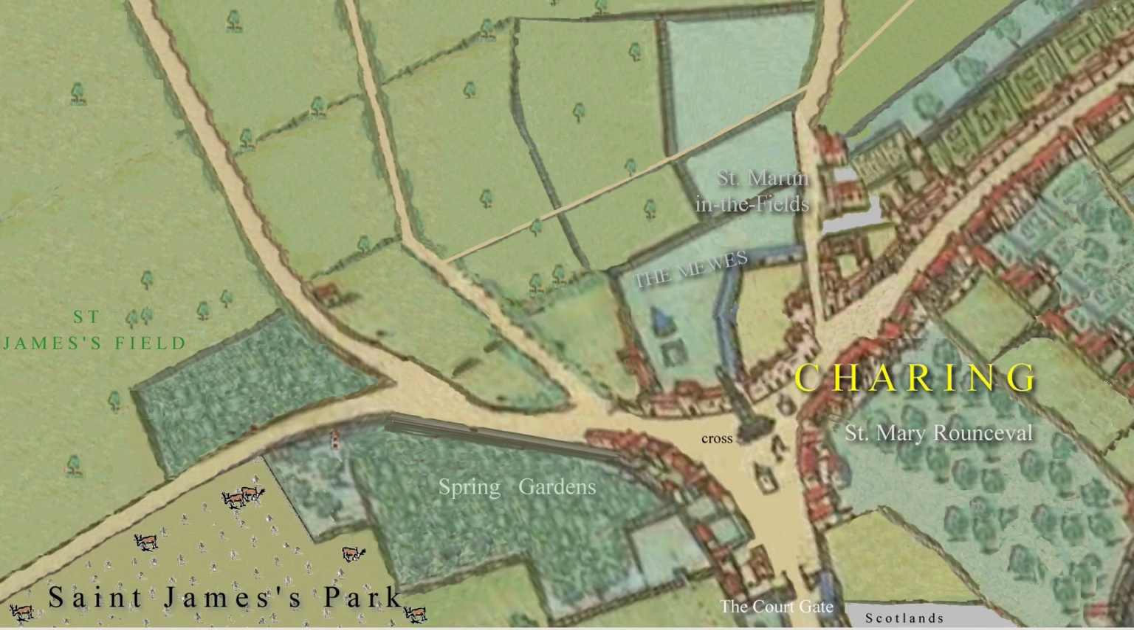In 1543, Charing was the name of a village. A cross had been built in the 13th century, and frequently the area was becoming known as Charing Cross instead of Charing. On this map you can see Whitehall running due south through the Court Gate. To the east of Whitehall was an area called Scotland's, later called Old Scotland Yard.